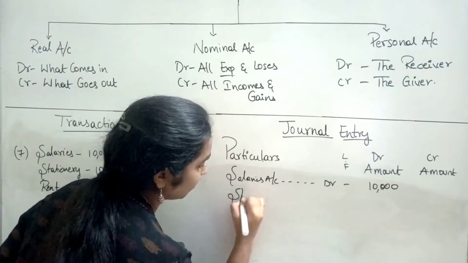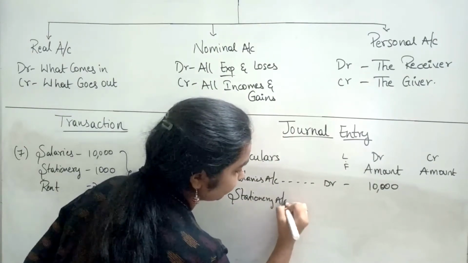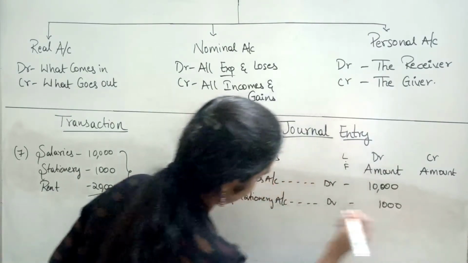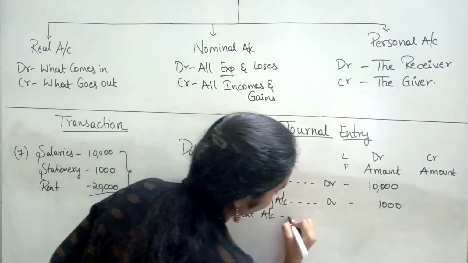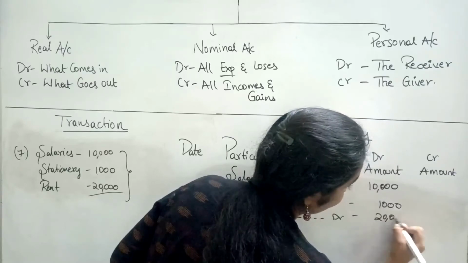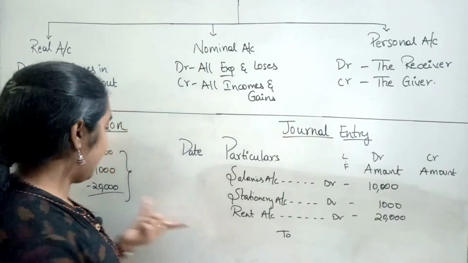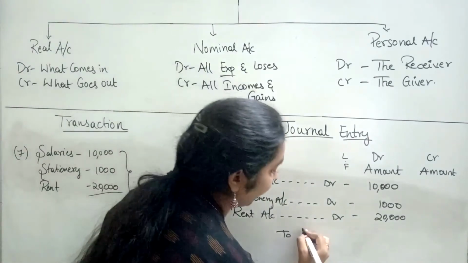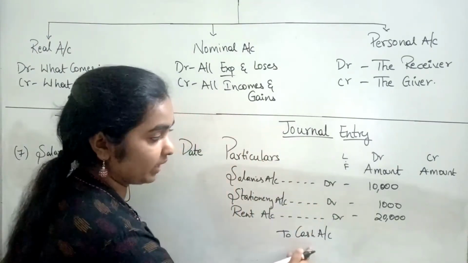10,000, stationery account debit 1,000 rupees, and then rent account debit 20,000. And what account has to be credited? We have to pay these amounts, right? So that's the reason why we can directly mention cash account for all these transactions at once.